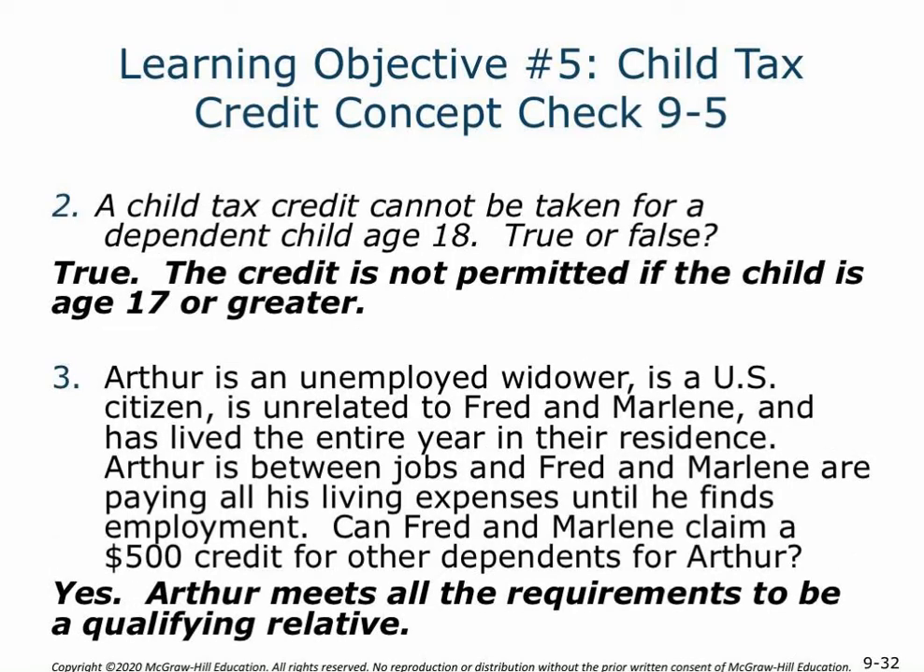Concept check 2. Child tax credit cannot be taken for a dependent age 18. So that's going to be true. The child needs to be age 17. Credit is not permitted if the child is age 17 or greater. So you need to be under the age of 17.